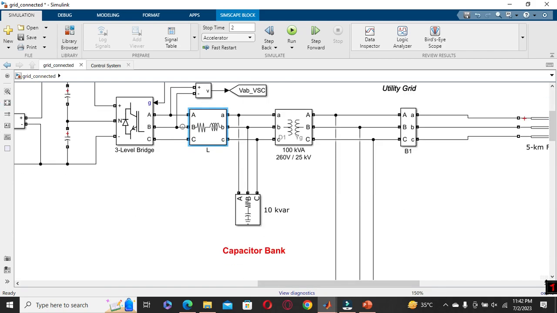After that, it will be fed into the 10 kVAr capacitor bank. What will the capacitor bank do?